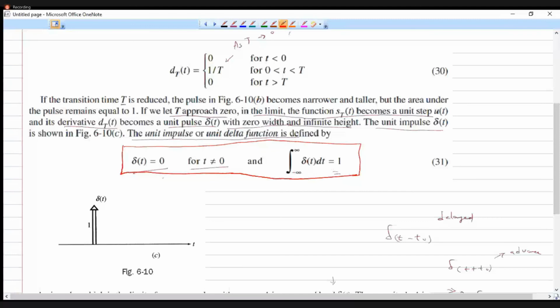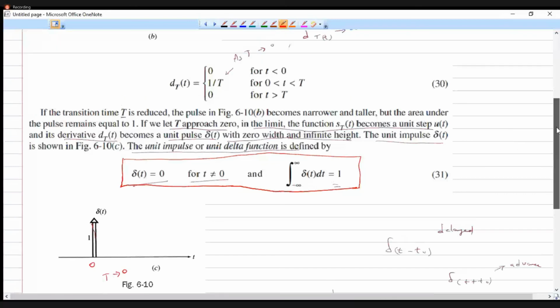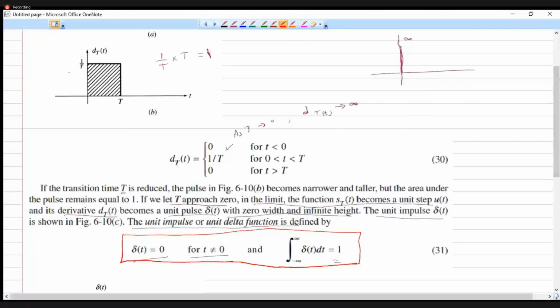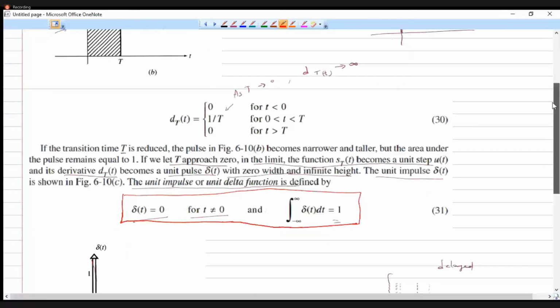So delta of t is equal to 0 for t not equal to 0. It will have a value only at t equal to 0. As capital T tends to 0, what happens to 1 by T? We have represented the vertical rise as equal to 1 by T. So 1 by T will tend to infinity as T tends to 0 in the denominator. So that is the definition.